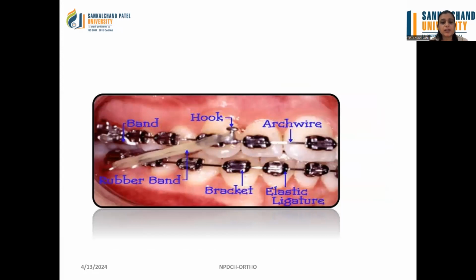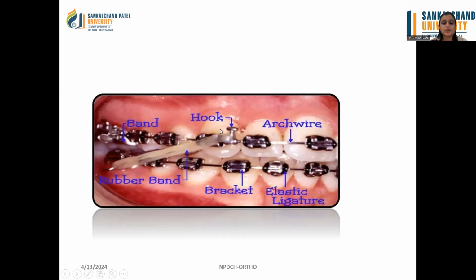We can see posteriorly there is band. Usually we use that band on the posterior teeth. These are the hooks which we solder on the arch wire. This is the arch wire. These are the elastic modules which we use to ligate the arch wire in the bracket slot. These are the orthodontic brackets, which are another passive component.